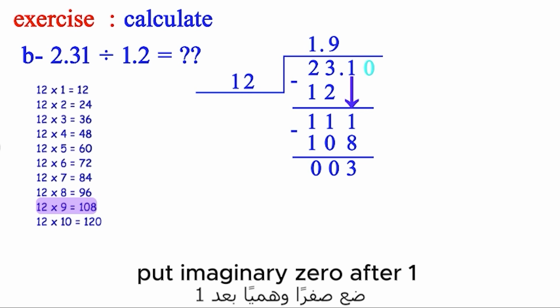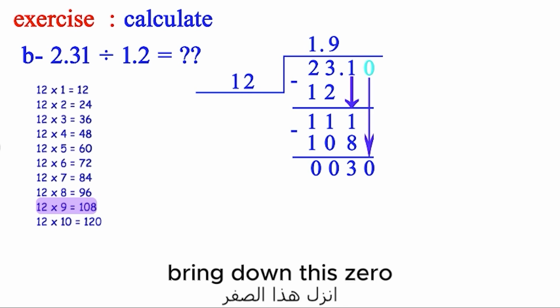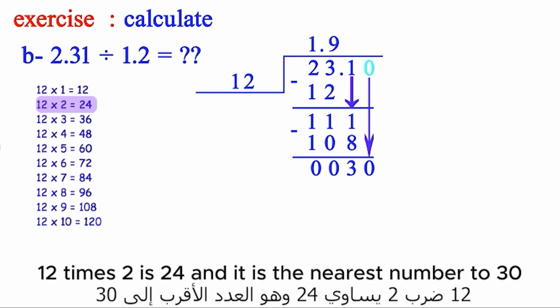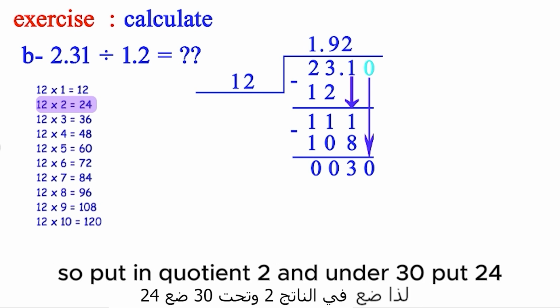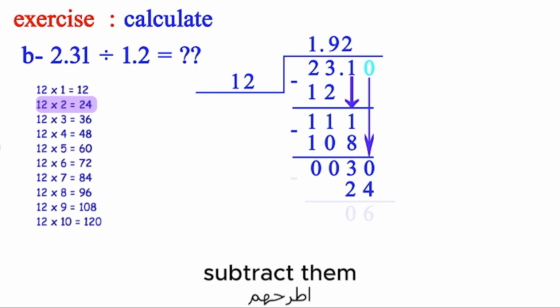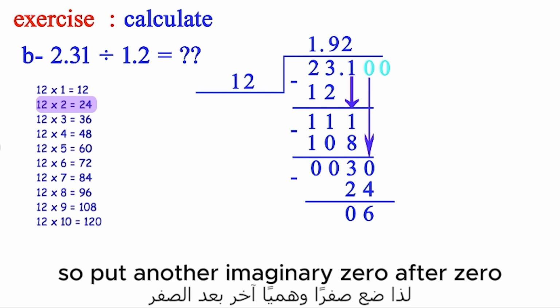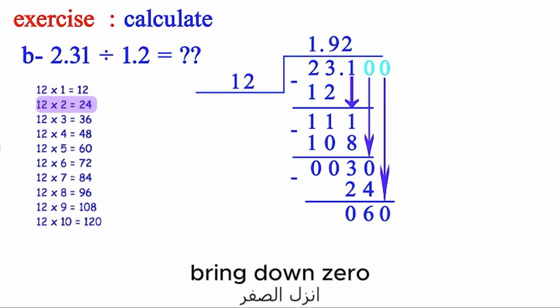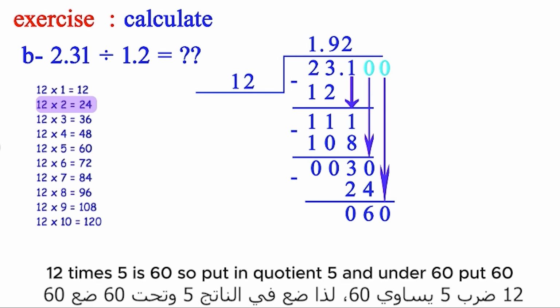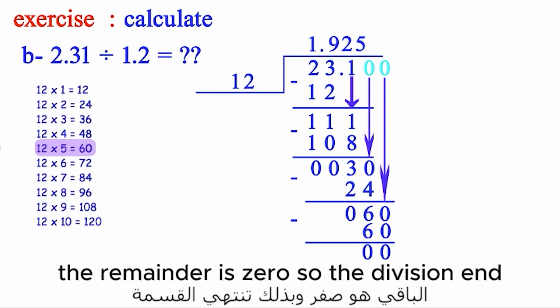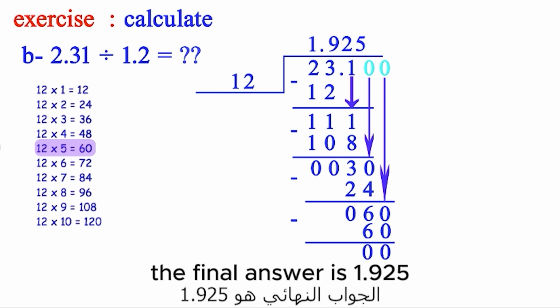Put an imaginary 0 after 1. Bring down this 0. The remainder becomes 30. 12 times 2 is 24 and it is the nearest number to 30. So put in the quotient 2 and under 30 put 24. Subtract them. Also the remainder does not equal 0, so put another imaginary 0 after 0. Bring down 0. The remainder becomes 60. 12 times 5 is 60, so put in the quotient 5 and under 60 put 60. Subtract them. The remainder is 0, so the division ends. The final answer is 1.925.